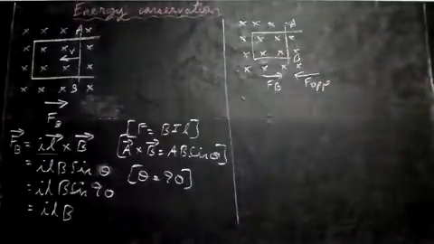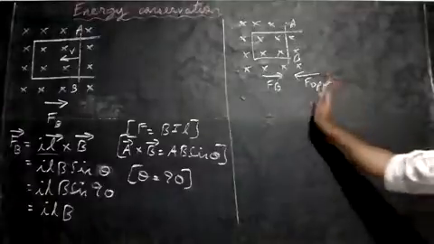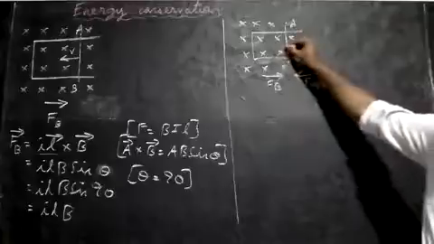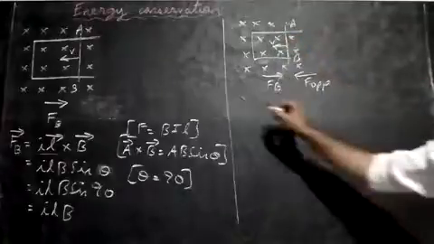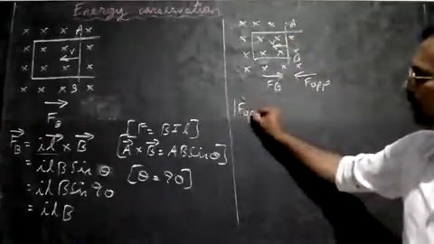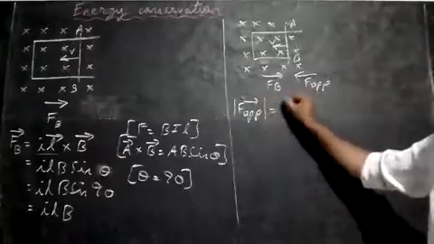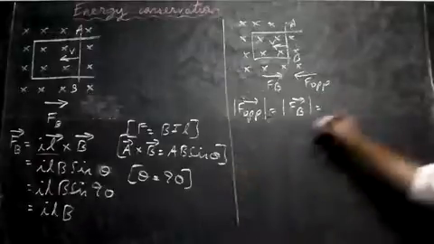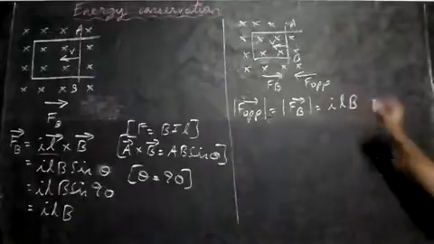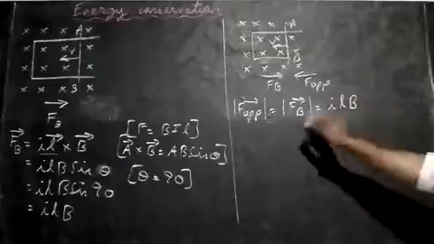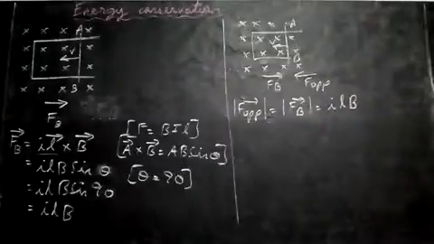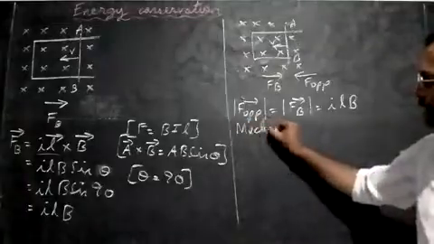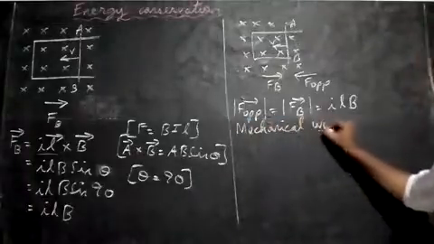Now let us see this. In this case, these two forces will be equal and opposite if the rod is moving with a constant velocity. So the velocity is constant, and the magnitude of the opposing force will be equal to the magnitude of the magnetic force, that is I L B. We don't put plus or minus signs because we just take the magnitude. Now mechanical work is done in this case.